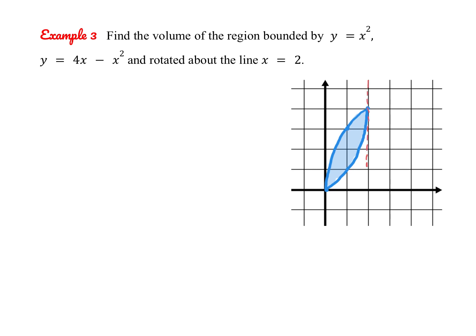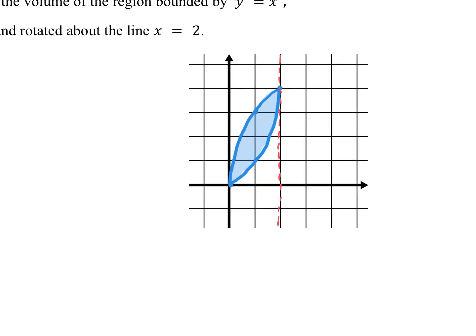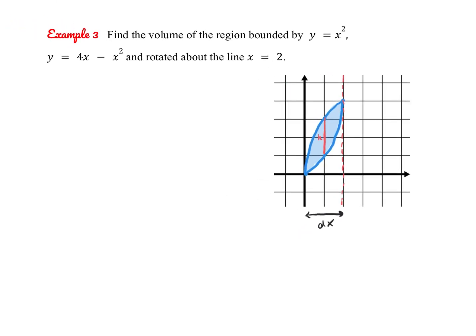x equals 2. So again, I still have that vertical axis of rotation, which means that my cross section, which is my height, is also going to be vertical, and that means that I'm going to be integrating with respect to x, because I have to slide those from left to right to cover the entire surface or the entire area of my bounded region.